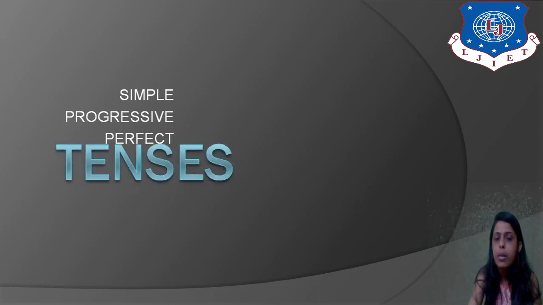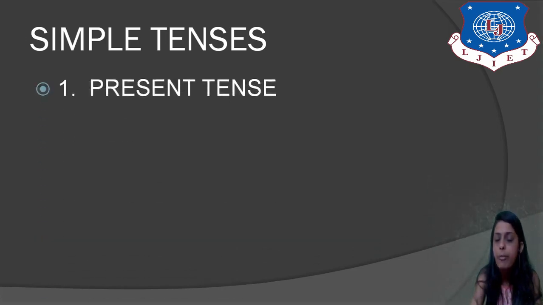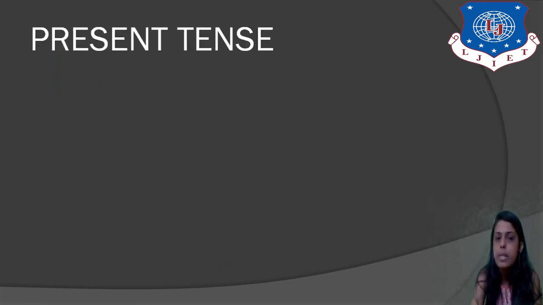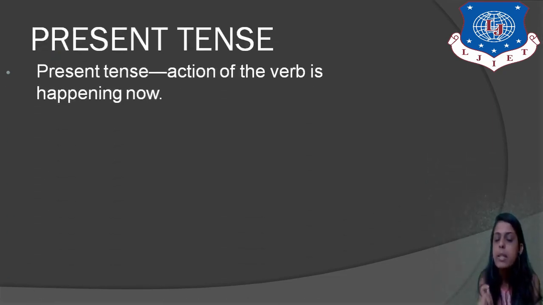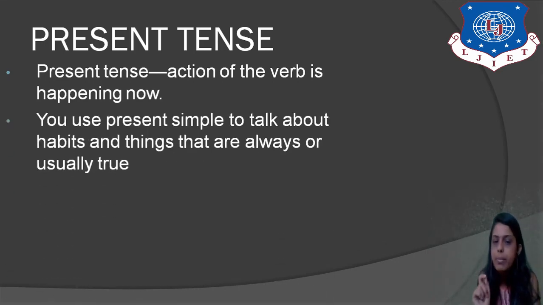Now, when you are talking about tenses, the first tense is simple tense. In simple tense, we have present tense, past tense, and future tense. So here, first present tense, when we write the sentence in present tense. Present tense is when the action of the verb is happening now. Suppose anything which is happening right now, when you are communicating that, then you have to write it in the form of present tense. So here you can see you use present simple to talk about habits and things that are always or usually true, right?